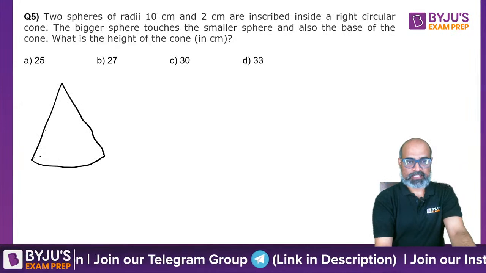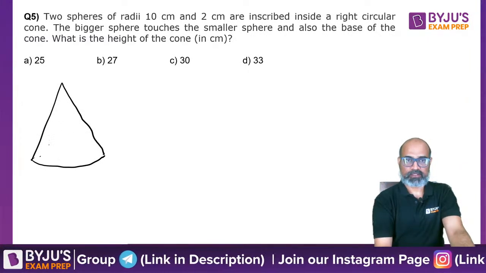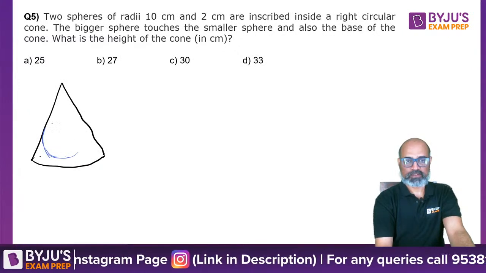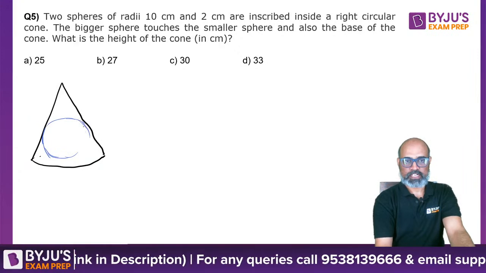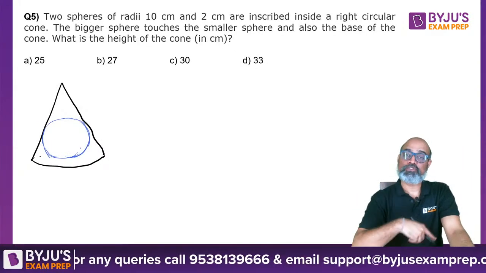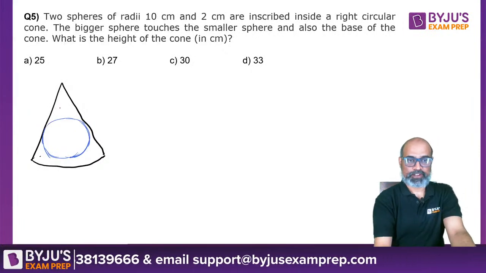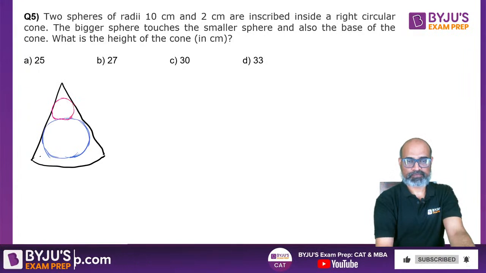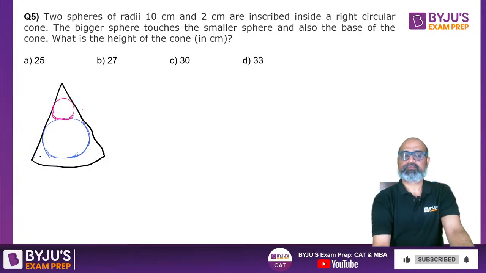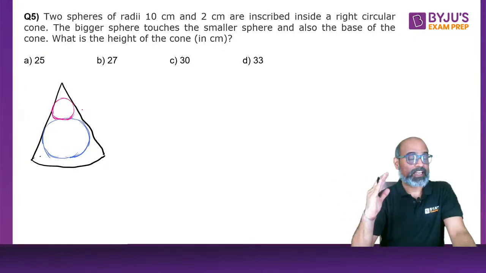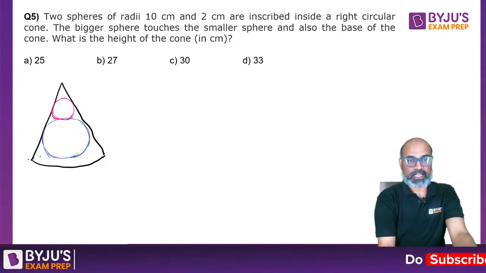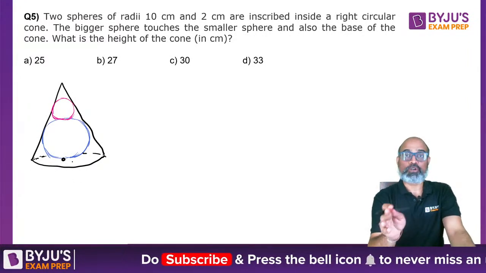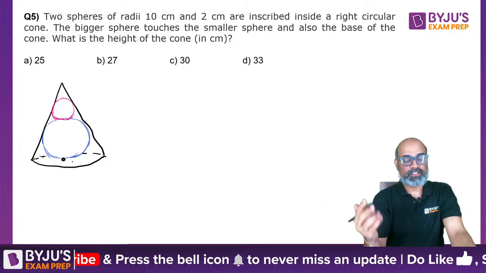So let's say this is the larger sphere. Since it's inscribed, it means it should touch the inner walls of the cone as well. And then above it, we have another sphere. Both the spheres are touching the inner walls of the cone. Okay, that's why they have used the word inscribed to understand. If they don't touch, then the height of the cone can be anything, right?